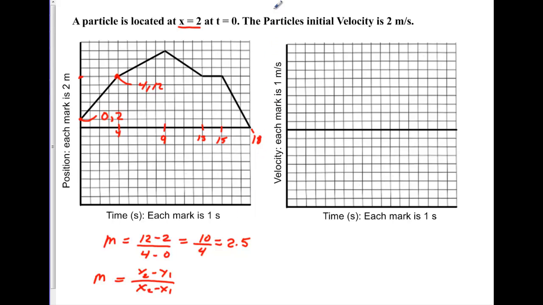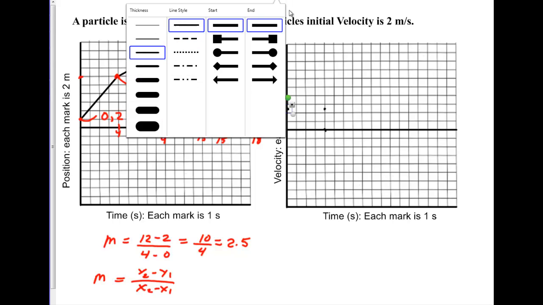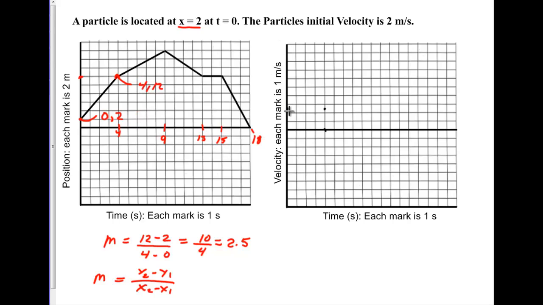Alright, so now all I have to do, I'll do this in black, is find 2.5. Each one of these tick marks is 1 meter a second. So I come up 1, I come up 2, I stop right there. Now, this slope is the same everywhere between 0 and 4 seconds. So I'm going to come over to 4. 1, 2, 3, 4. I'll put a mark. I'll come up here, put a mark. All this is going to look like is a straight line between here and here.